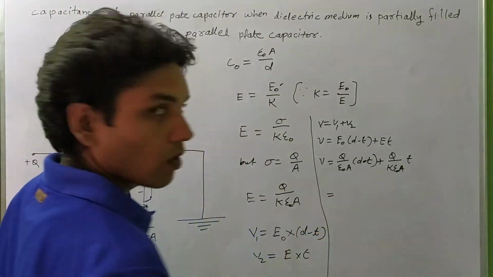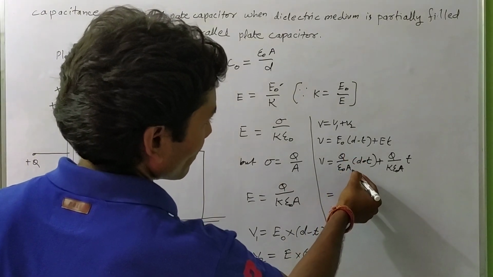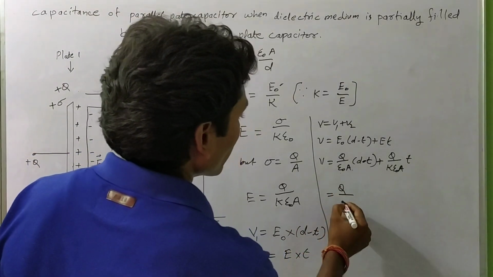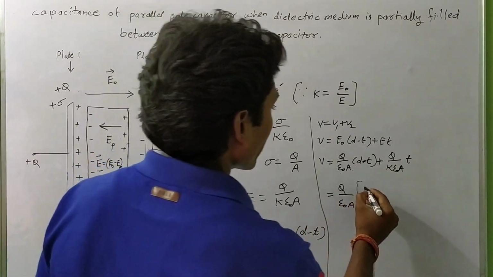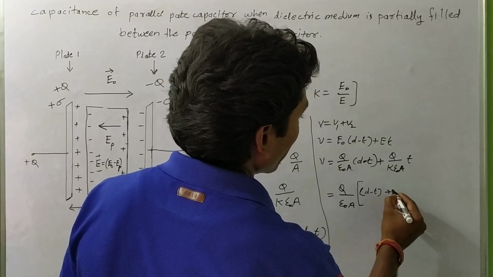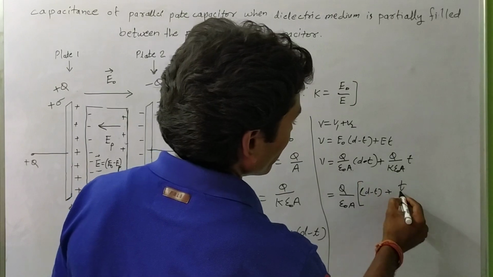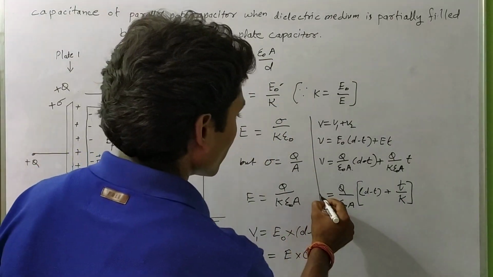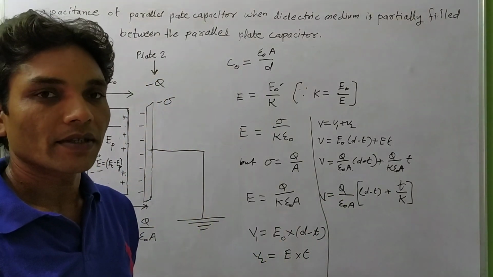On taking Q upon epsilon naught A common from both terms, inside the bracket we have (d minus t) plus t upon K. Okay, this is the net potential between the two plates of the parallel plate capacitor.